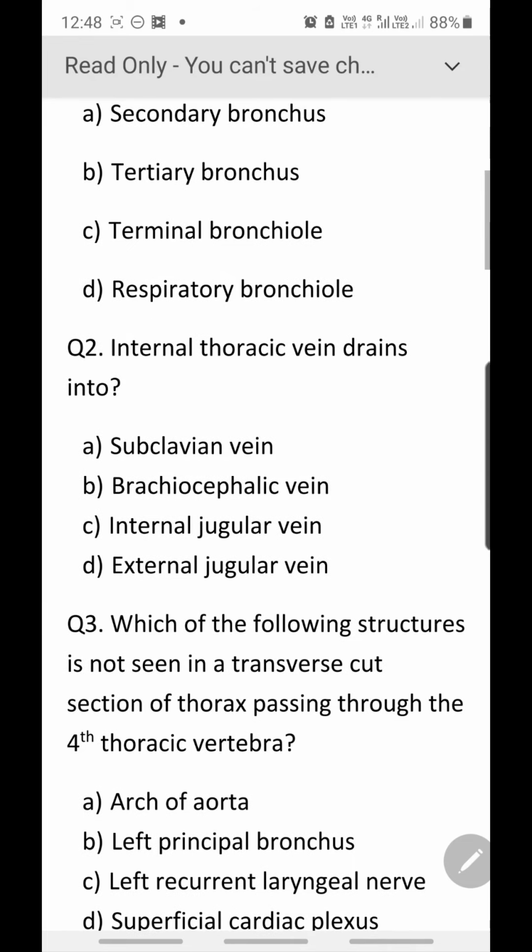Then question was, internal thoracic vein drains into subclavian vein, brachiocephalic vein, internal jugular vein or external jugular vein. So the answer will be brachiocephalic veins. Okay.